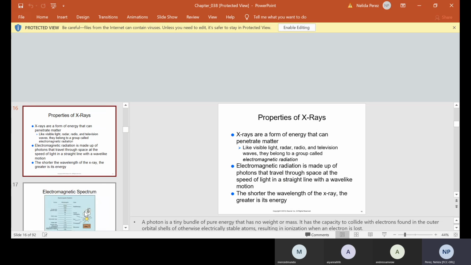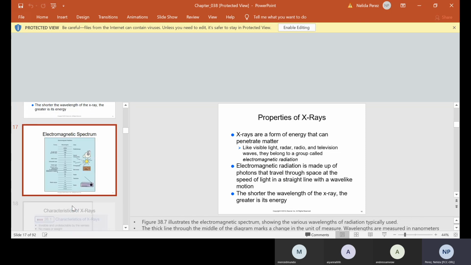The properties of X-rays. X-rays are a form of energy that can penetrate matter, like visible light, radar, radio, and television waves. They belong to a group called electromagnetic radiation. Electromagnetic radiation is made up of photons that travel through space at the speed of light in a straight line with a wave-like motion. The shorter the wavelength of the X-ray, the greater is its energy.